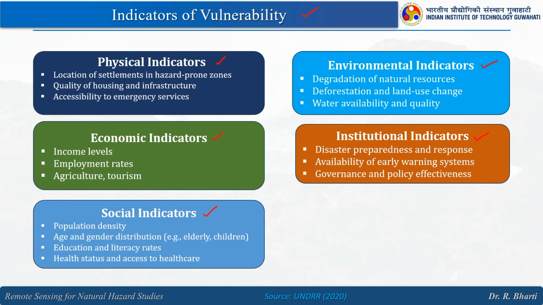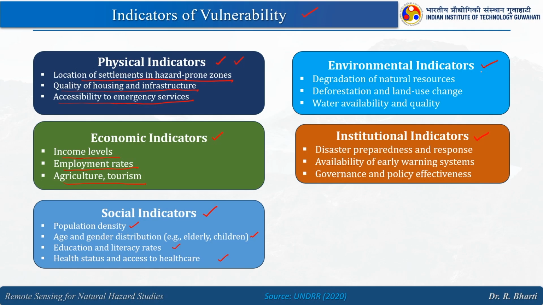So, in physical indicator, the location of settlements in hazard prone areas are studied, quality of housing and infrastructure, accessibility to emergency services, that comes under the physical indicator. In economic indicator, the income levels, employment rates, agriculture and tourism, that will be there. In social indicator, population density, age and gender distribution, education and literacy rate, health status and access to health care, these are the components of the social indicator.